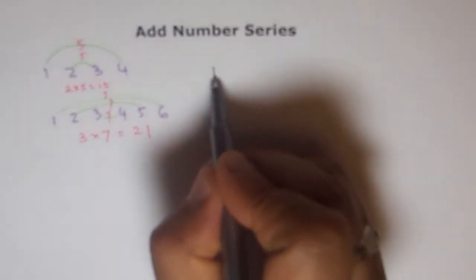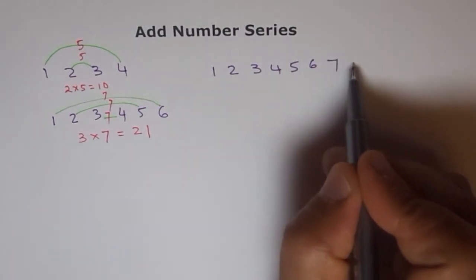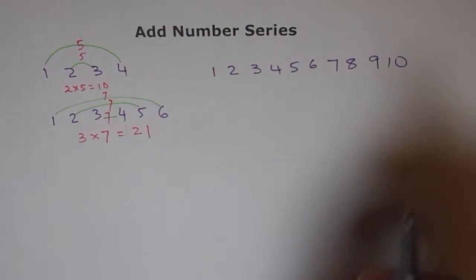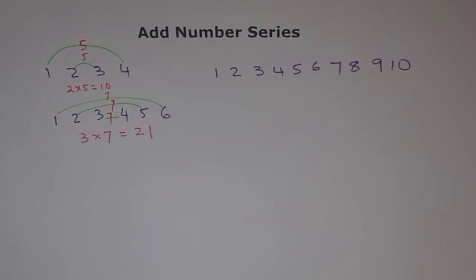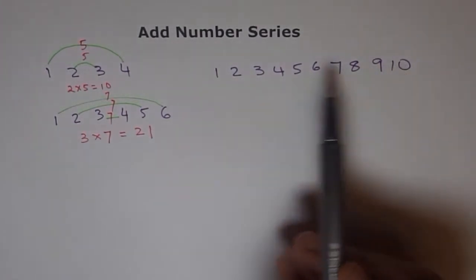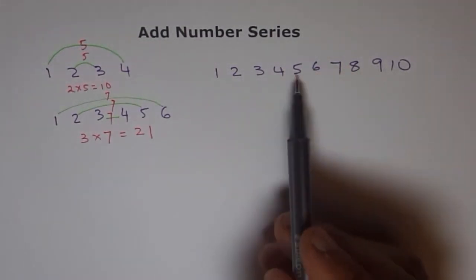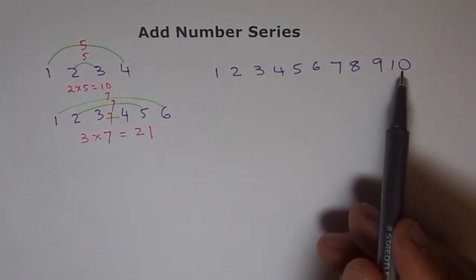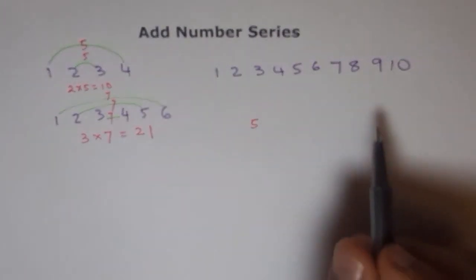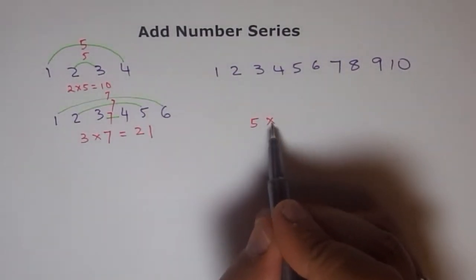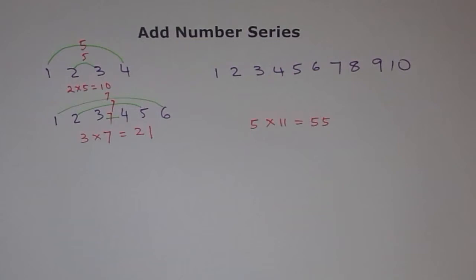So we'll have 1, 2, 3, 4, 5, 6, 7, 8, 9, 10. Let's have 10 numbers. Okay. Now, if we have 10 numbers and we group them like 1 and 10, 2 and 9, 3 and 8, 4 and 7, and 5 and 6, how many groups will I have? 10 divided by 2, or half of 10. What is half of 10? 5, right? And what is 10 plus 1? 11. So 5 times 11 is 55.